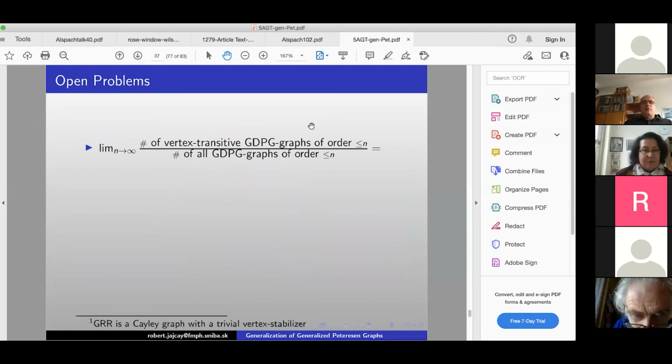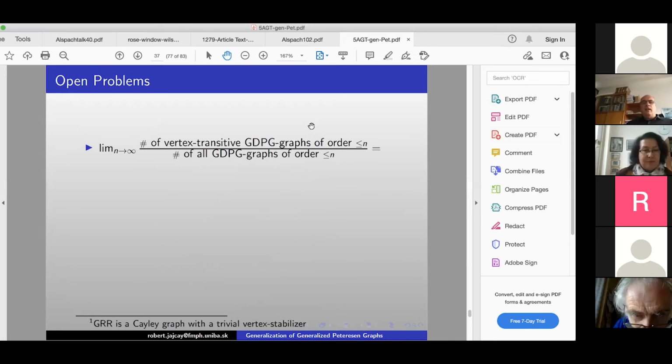I want to finish with open problems. Some of these concern the group divisible generalized Petersen graphs.